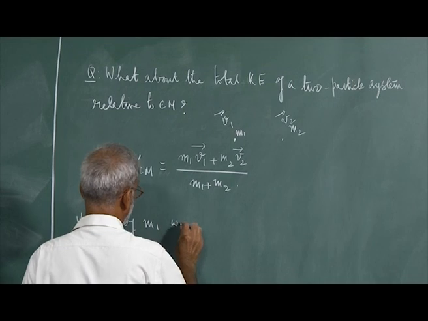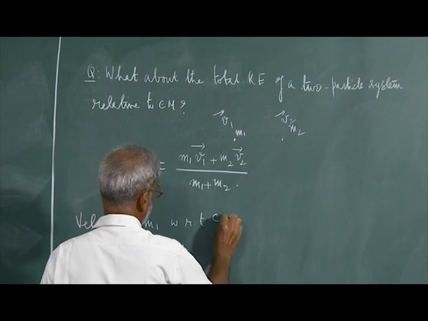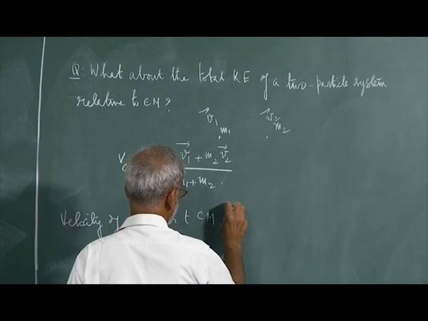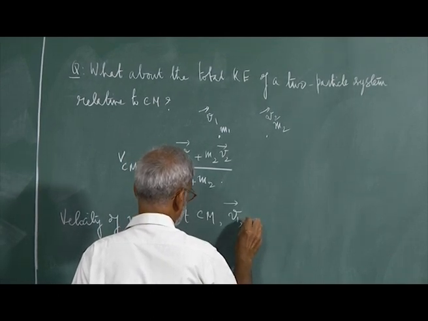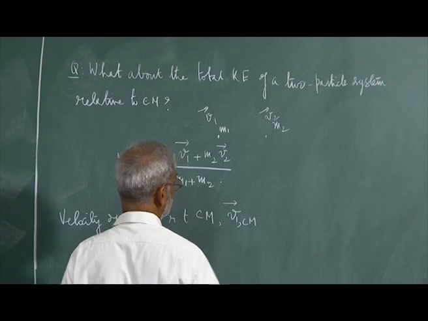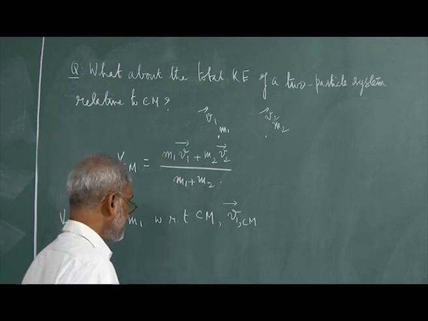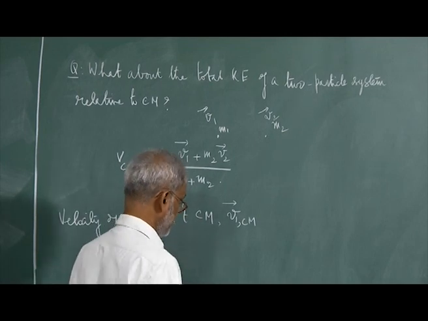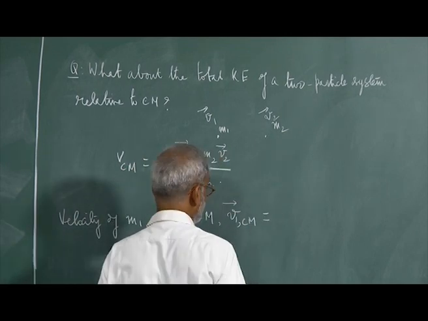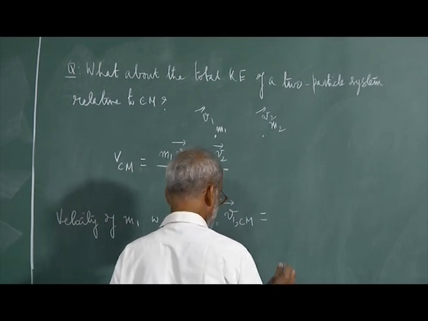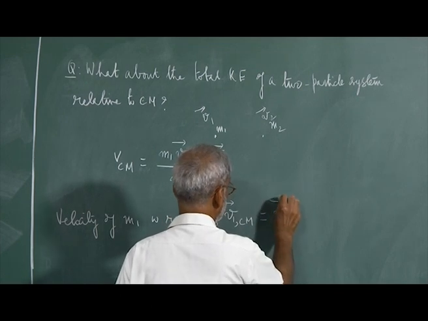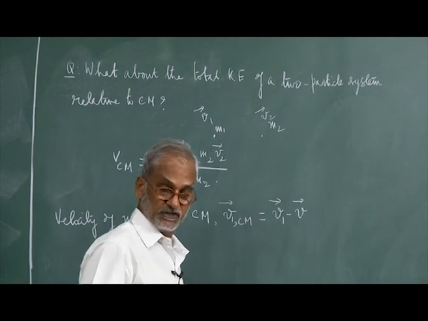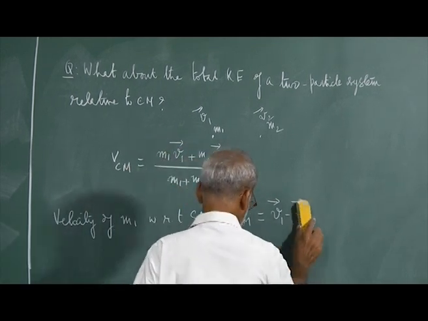with respect to center of mass. See, this is a notation, you have to be very careful, velocity of 1 with respect to center of mass. So this is the velocity of the first particle with respect to the center of mass. It is like a relative velocity, it is nothing but by definition v1 minus velocity of center of mass. Velocity of center of mass, we have the standard notation.